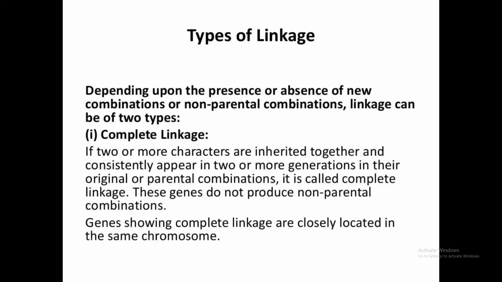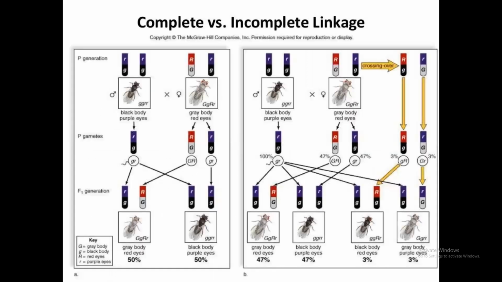Types of linkage: they can be complete linkage or incomplete linkage. Here you see complete linkage and incomplete linkage. Here we have taken different characters, that is black body and purple eyes, gray body and red eyes.